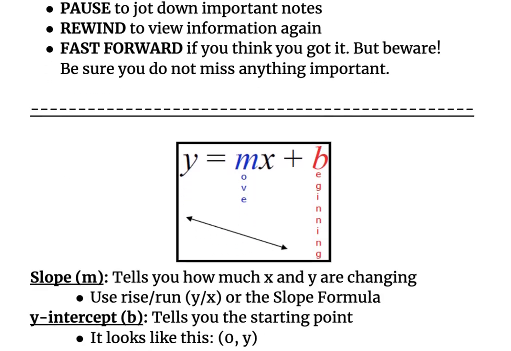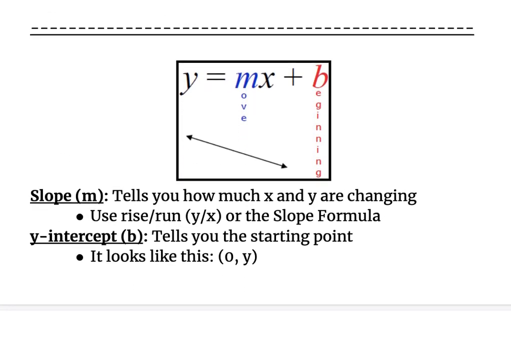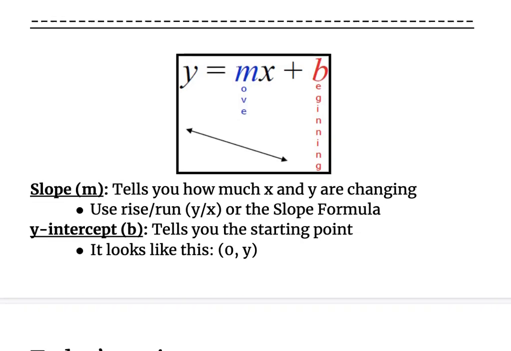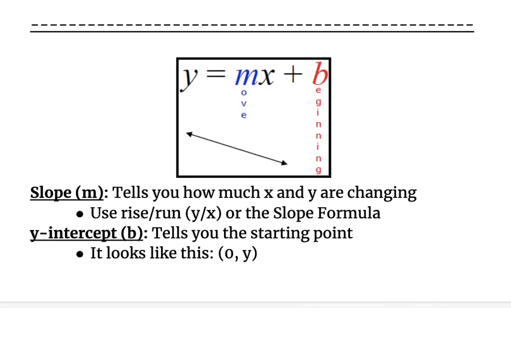So to review, the slope tells you how much the x and y are changing. Okay, your two variables are changing. So that's from your rise over run formula. The y-intercept tells you the starting point. So that's going to be where it intersects with the y-axis. If you don't have this in your notes already, make sure you have it down and use it while you're working on the examples.